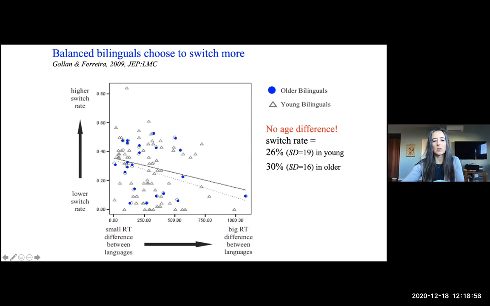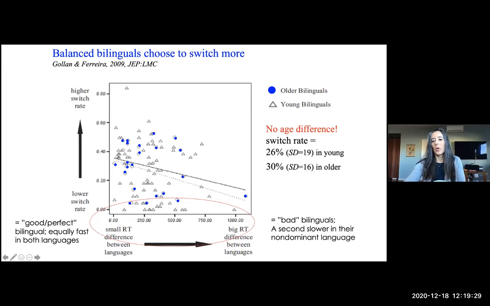And so this shows you reaction time, so the difference between your two languages. So these people named pictures a second slower in one language than the other. And these people had similar naming times in the two languages in those blocks where they were not allowed to switch languages. And then on the y-axis, it just shows you the proportion of trials that people decided to switch.